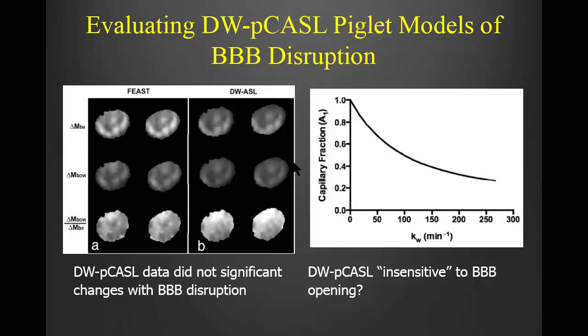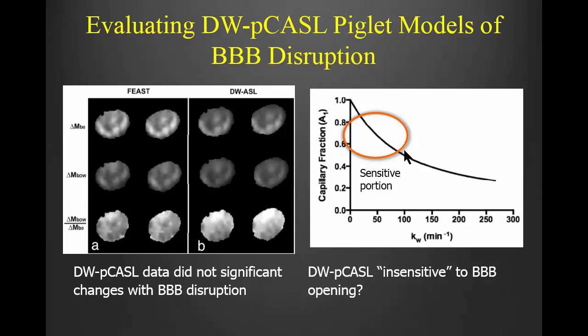The study is still ongoing. So far, we haven't seen significant change with this technology, although the numbers we're getting are very close to what we have been getting in humans. One explanation is this plot, which shows you the ratio of B50 over B0 as a function of kW.